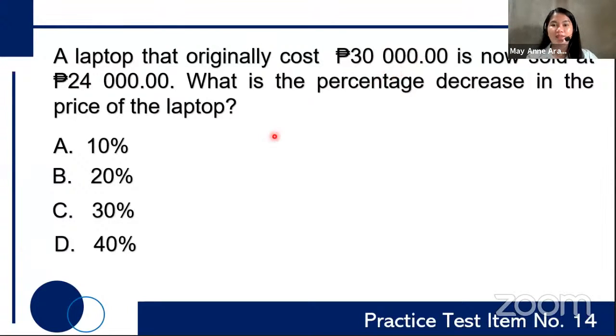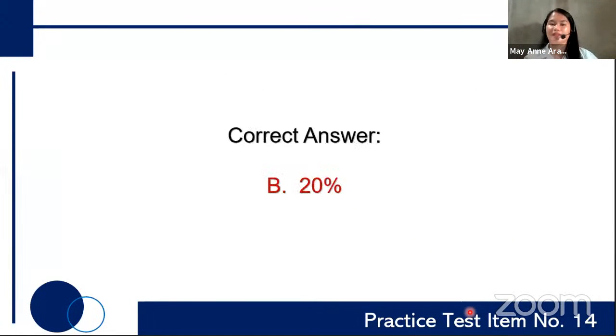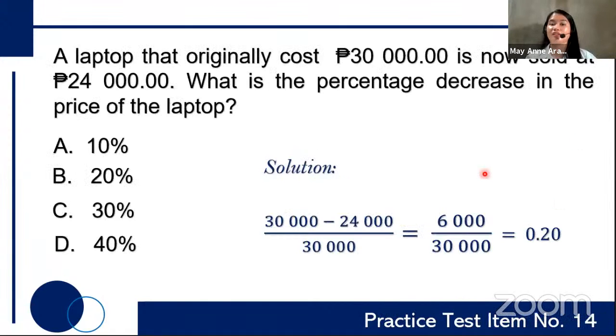20%. Letter B. Okay, percentage decrease. So, first thing you need to do is to subtract the original price and the discounted price, no? So that is 30,000 minus 24,000, that is 6,000, divided by the original price, 30,000. So 6,000 divided by 30,000 is 0.20 or 20%. In line na subtract, then divide sa original. Sa original value kayo magdi-divide kasi percentage decrease, so based dun sa original price yun.